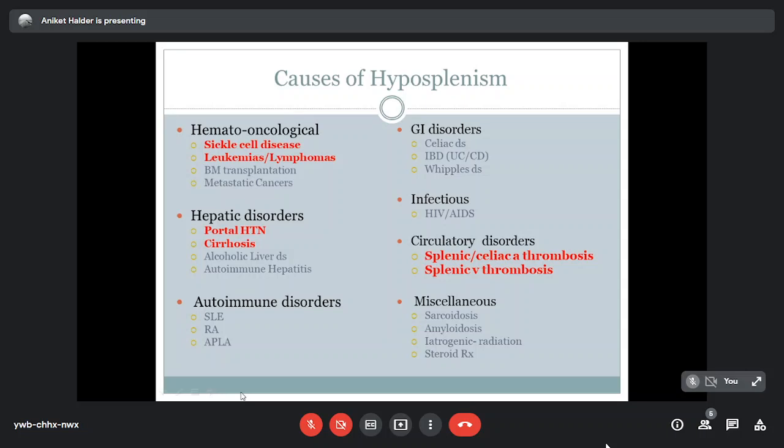Different radiations and steroid therapy. The radiations can cause hyposplenism by causing damage to the splenic parenchyma, and steroid therapy causes hyposplenism by inhibiting the neutrophils and the macrophages and decreasing the splenic function, causing hyposplenism.